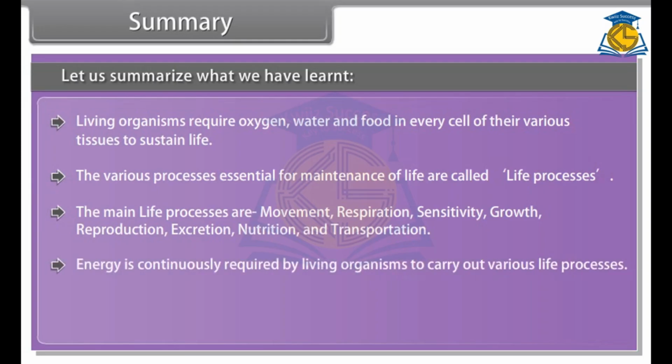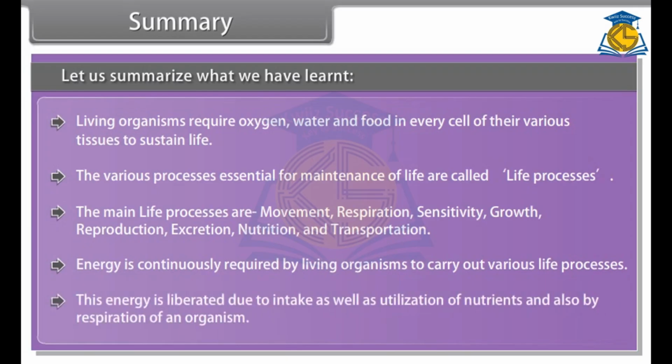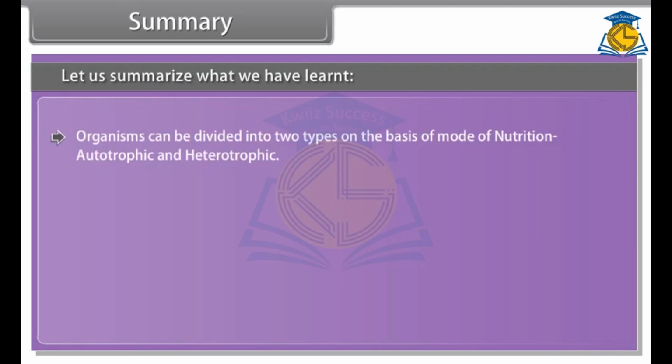Energy is continuously required by living organisms to carry out various life processes. This energy is liberated due to intake as well as utilization of nutrients and also by respiration of an organism. Organisms can be divided into two types on the basis of mode of nutrition: autotrophic and heterotrophic.